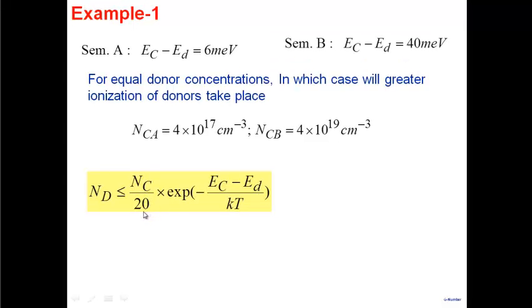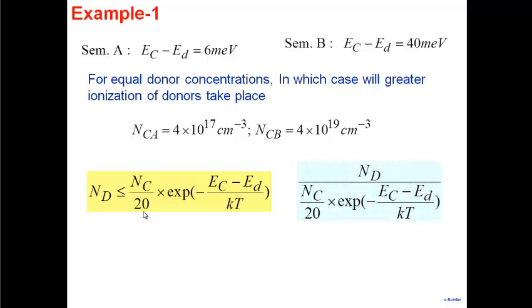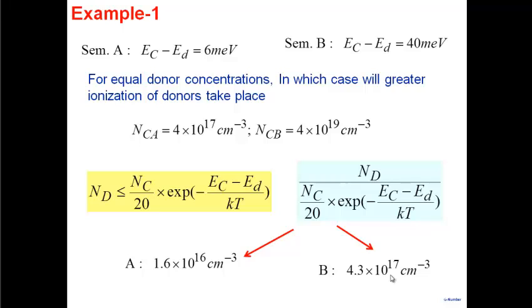Okay, is the answer out? B, right? So we look at this ratio here, ND divided by NC by 20 exponent (EC minus ED) by KT. This term here is the important term. This term turns out to be, for A, 1.6 into 10 power 16. For B, it turns out to be 4.3 into 10 power 17. And therefore, the chances of greater donor ionization will be in B.